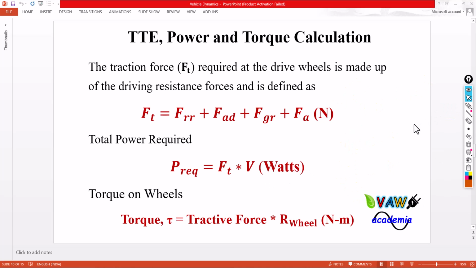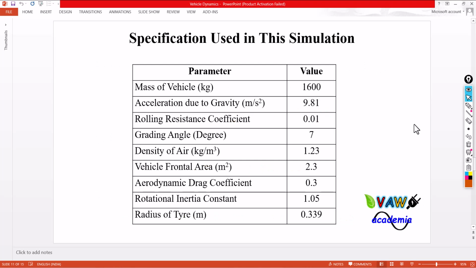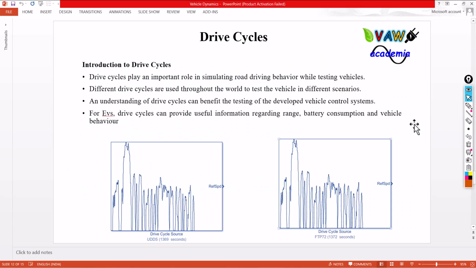So before we move on to that, here itself I'll explain what a drive cycle source is. A drive cycle source plays an important role in simulating road driving behavior while testing vehicles. Actually, the drive cycle source will give you the velocity profile of the vehicle under various road conditions. Here, various road conditions means you may drive your vehicle in heavy density of traffic, moderate density of traffic, in hill stations, in highways. These are different road scenarios.